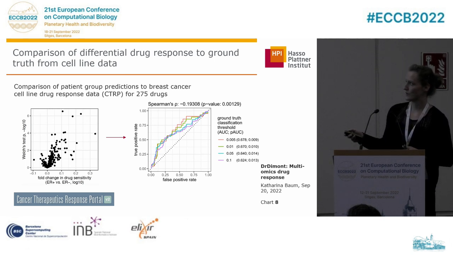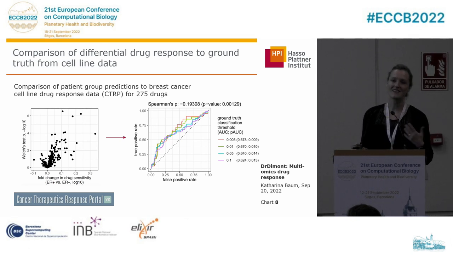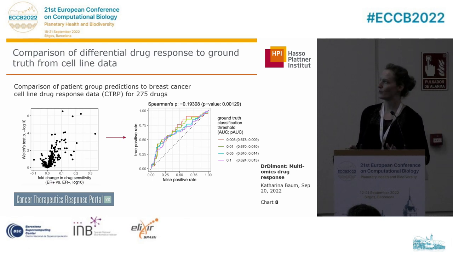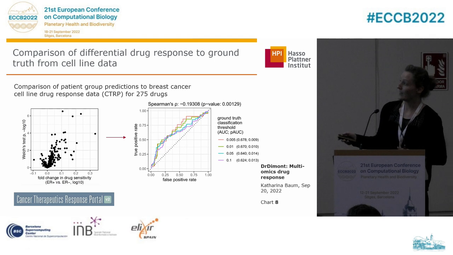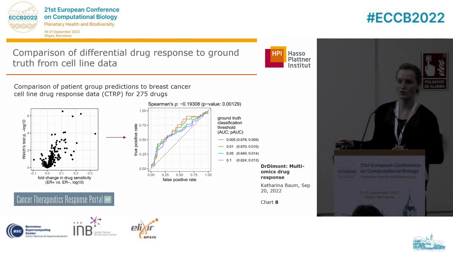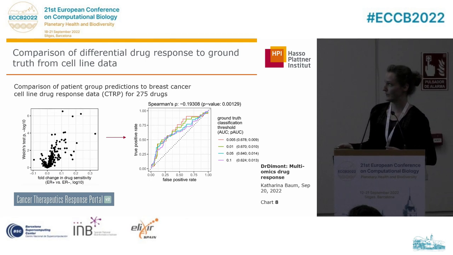And this is the performance of Dr. Diamond. So the correlation is at 0.2, which is not so high, but at least it's predictive, and also the predictions are at 0.7 or 0.68. What is particularly good is that if you check for the very low false positive rate, the top-ranked drugs are really ranked highly, so you have a steep increase here. Top-ranked drugs really are good and are also differential.